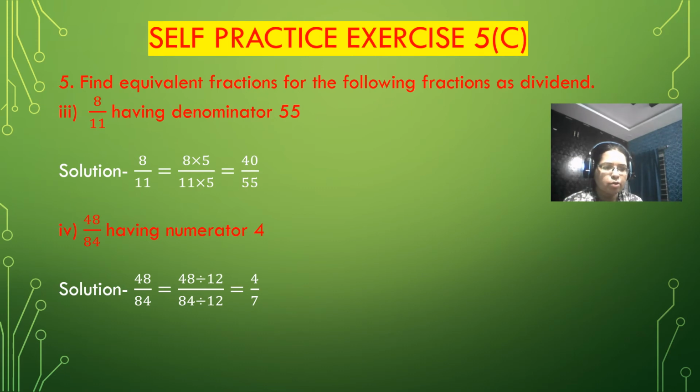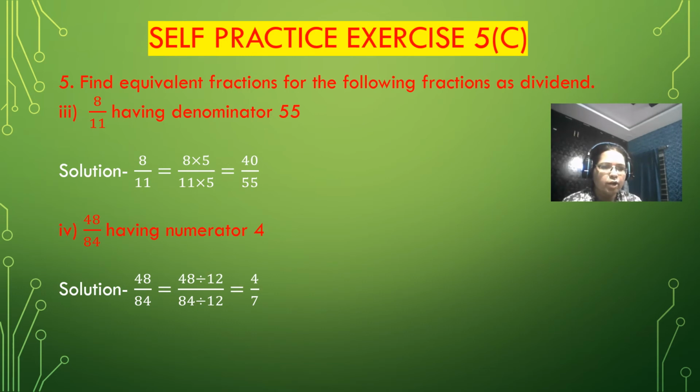Now we solve question number 3rd bit. The 3rd bit is 8 divided by 11 having denominator 55. We have to find the equivalent fraction with denominator 55 which is equivalent to the fraction 8 divided by 11.